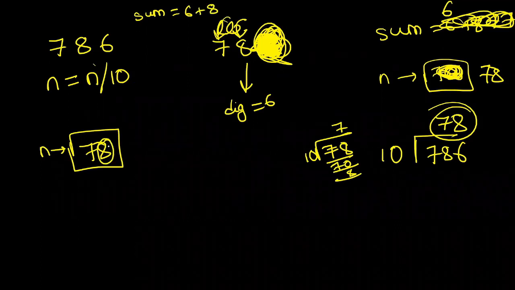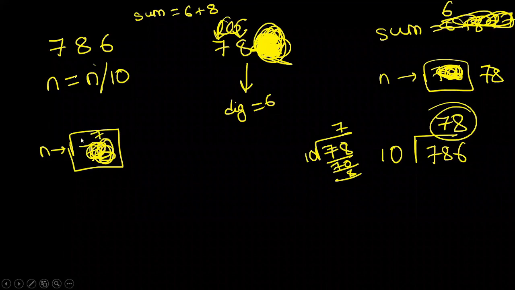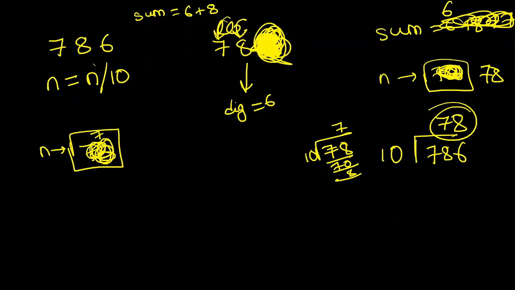Okay. So when I do 78 by 10 and I take the quotient, the number will change from 78 to 7. Okay. Now guys, now again I see that the number is 7. It's not 0, right? It's greater than 0. That means there are digits to be processed, right? So what do I do? The number is just 7, right? So I ask you, what is the digit in the units place? So what you will do? n modulo 10 will give me the units place.